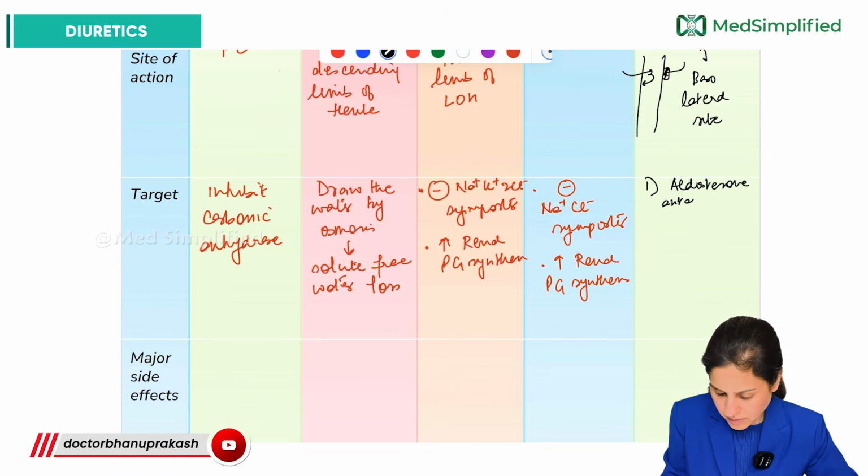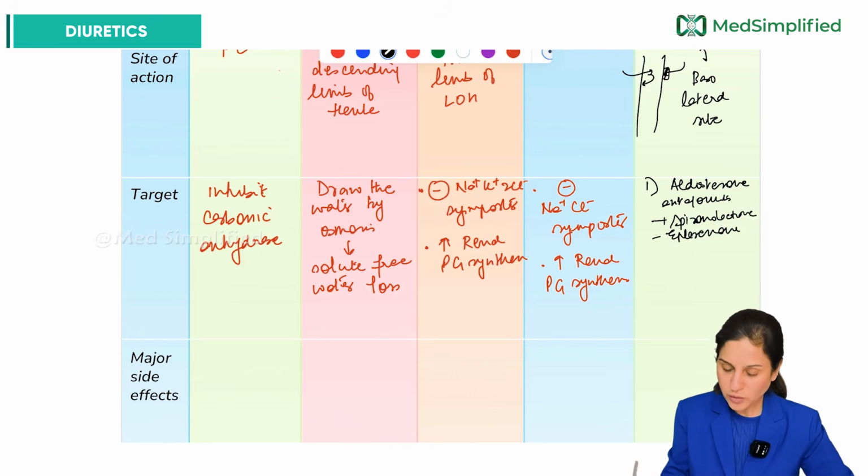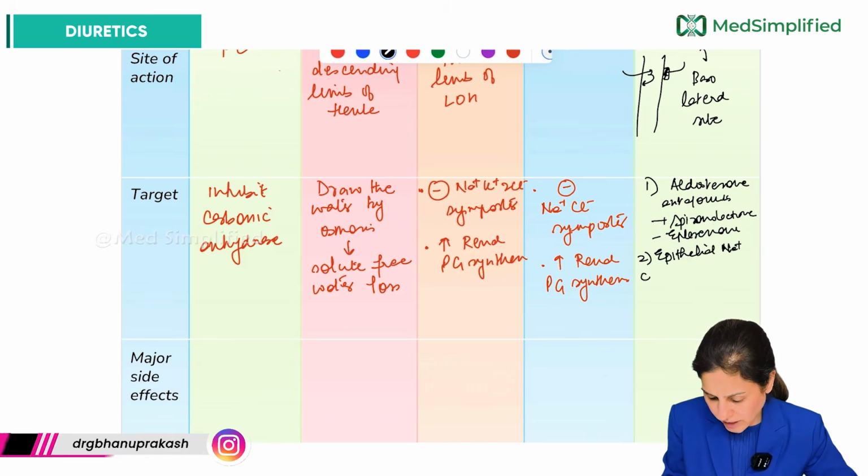Aldosterone antagonists. In this we have spironolactone and eplerenone, finerenone, all those drugs. Number two, these are the drugs which are going to inhibit the epithelial sodium channels. Epithelial sodium channel inhibitors.